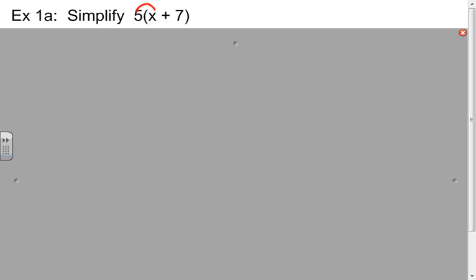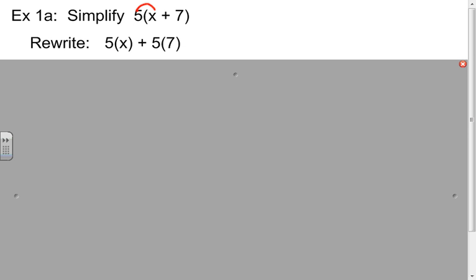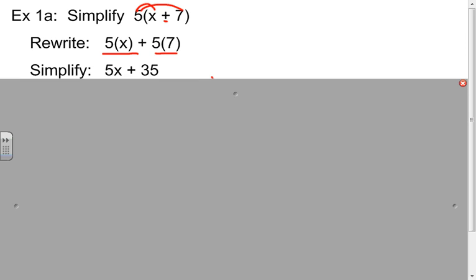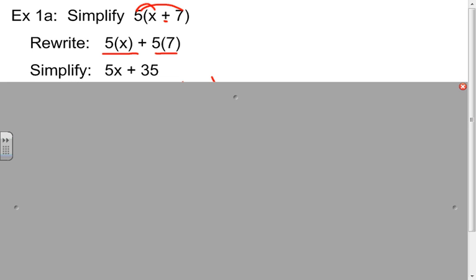So I'm going to give the 5 to the x, and I get 5 times x. I'm going to give the 5 to the 7, and I get 5 times 7. The sign that's in the middle of the parentheses stays in the middle of the problem. That's why we have a plus sign in the middle. Okay? So I gave the 5 to both parts of the problem, the x and the 7. And now I simplify. 5 times x just stays 5x. 5 times 7 is 35.